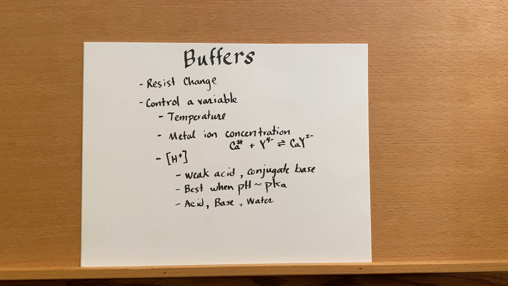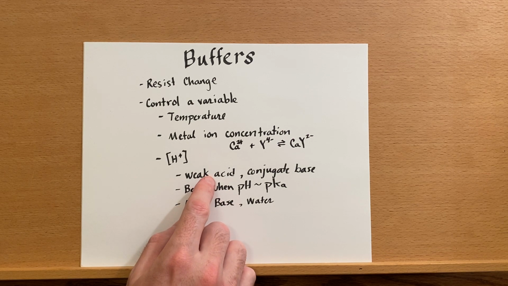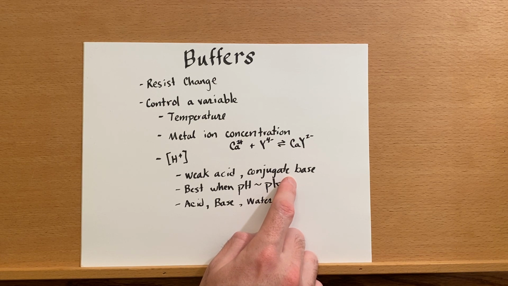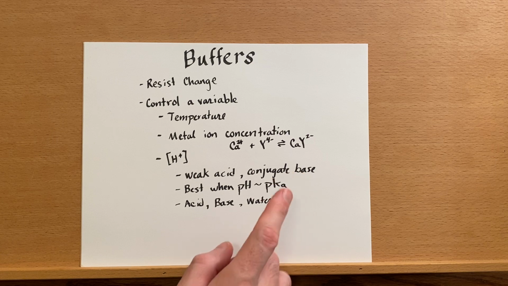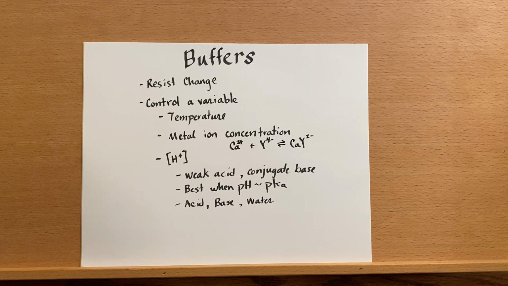So this is just a little bit about what a buffer is and what they do and how you can make one. Again, very important to realize that a buffer has to be a weak acid and its conjugate base if we're talking about a pH buffer. And they must be weak in order for it to work. Strong acids or strong bases alone cannot make a buffer.